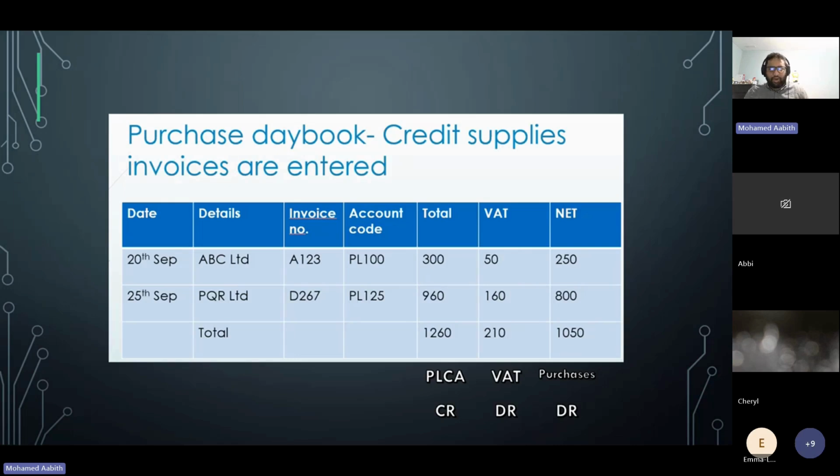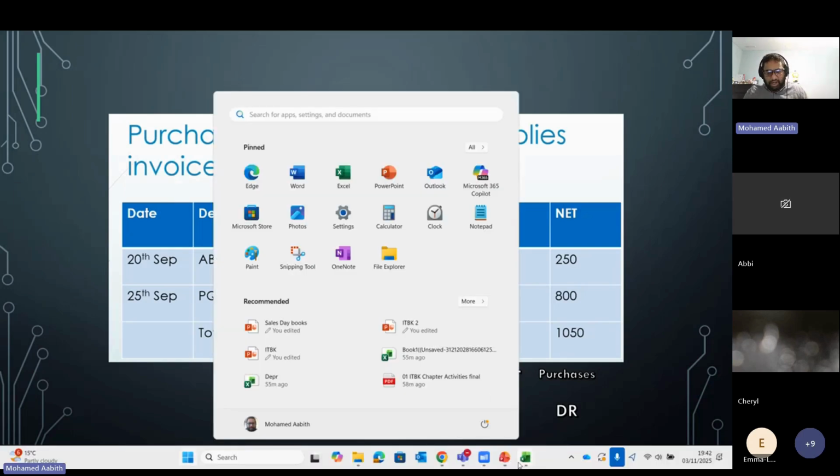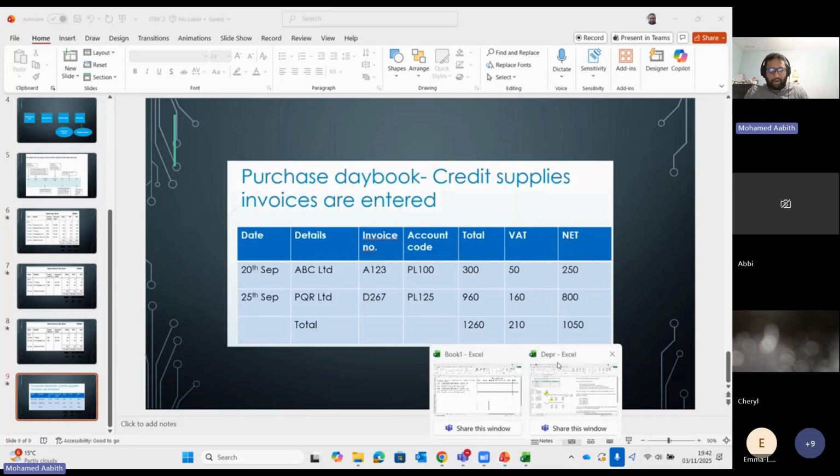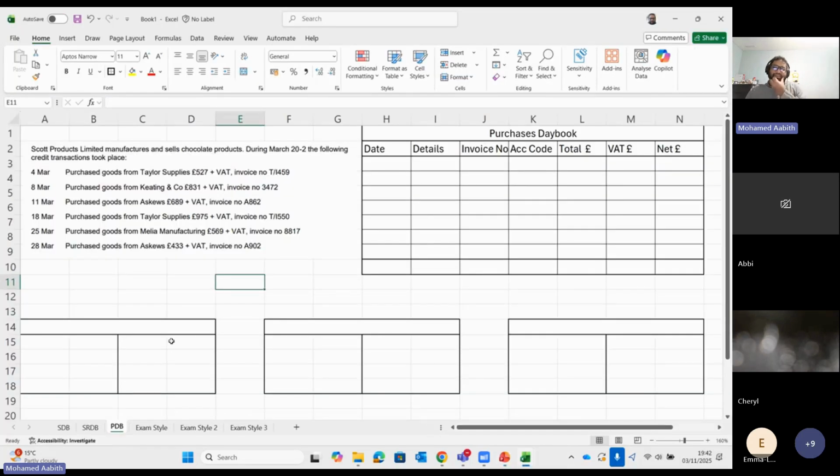So let's have a look at a question relating to that one. Let me get to my PowerPoint Excel again. This is a purchases daybook question here. I'm not going to do all of it, I'm going to do the first three. The last three I'm not going to be too worried about, because I can get into the exam style questions after that.